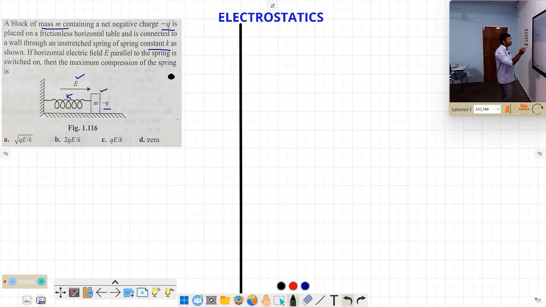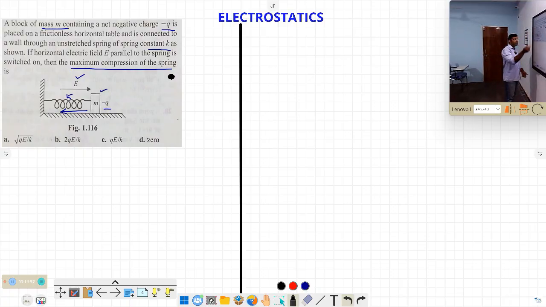What happens here? A negative charge is attracted by the electric field, so the charge tries to move in the direction of the electric field. That is why the spring is going to be compressed. So the concept here is that the electric field is doing something on this charge, and due to that the spring is compressing. They're asking for the maximum compression of the spring. That means first, who is compressing the spring? That is important. The electric field is compressing the spring.